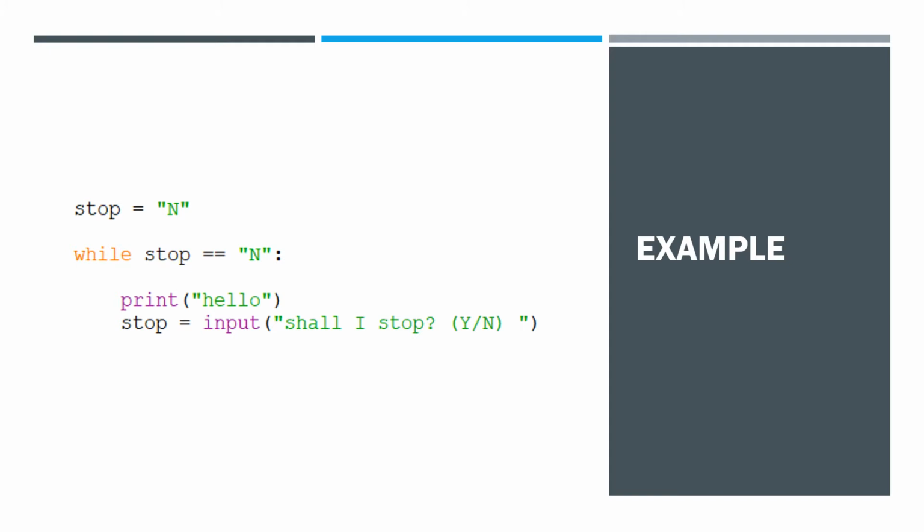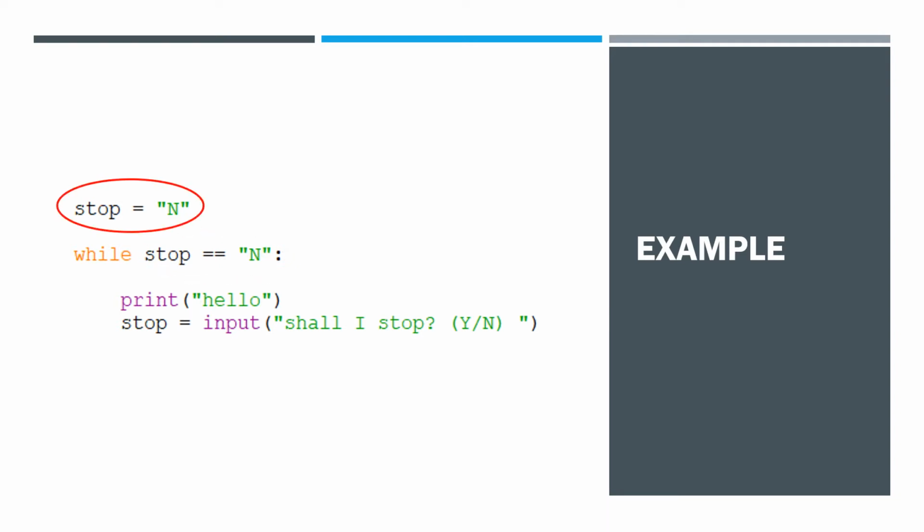The header of the while loop includes a logical test, also called a Boolean expression, with the value true or false. Like most logical tests or Boolean expressions, it compares two values. In this case, it compares a variable called stop with a string which is a capital N, and the comparison is equals. So as long as the variable called stop has the value N, the loop will continue.